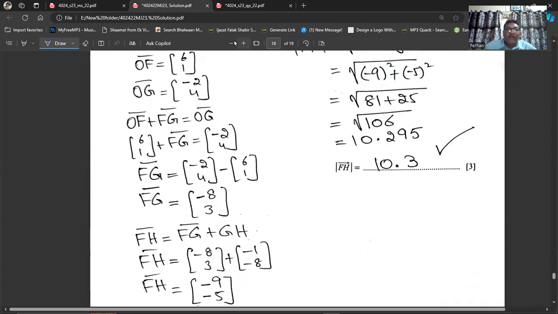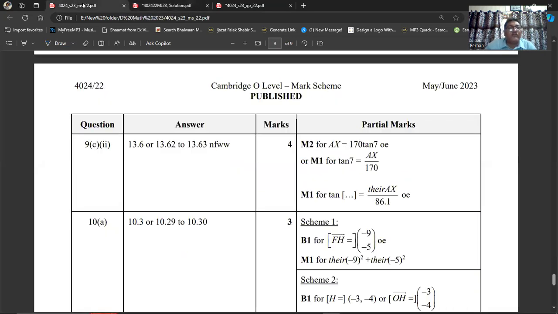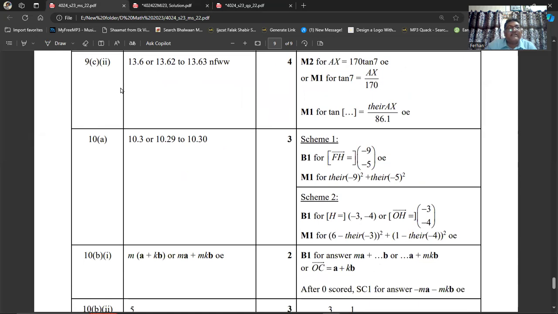Once you know the value of FH, I can now find its magnitude. The formula for the magnitude is the square root of x squared plus y squared. So you will have the square of -9 and the square of -5 under the square root, and that will be 81 plus 25. Then it's 106, take its square root, and that is 10.295. So it's 10.3. 10.3 is the right answer, sir.